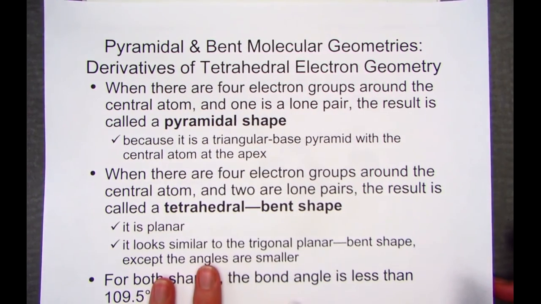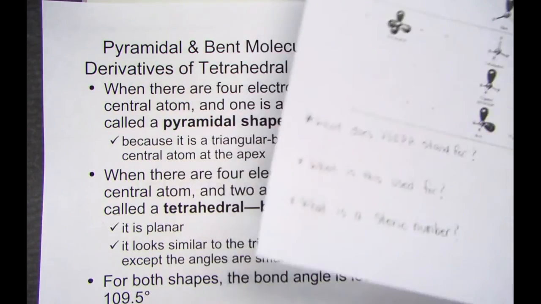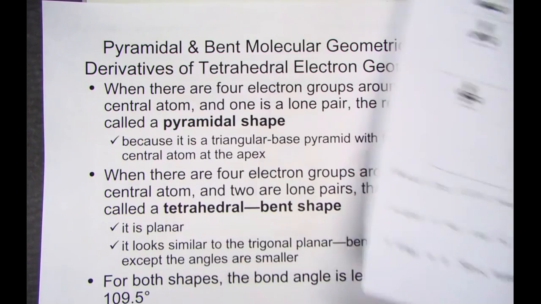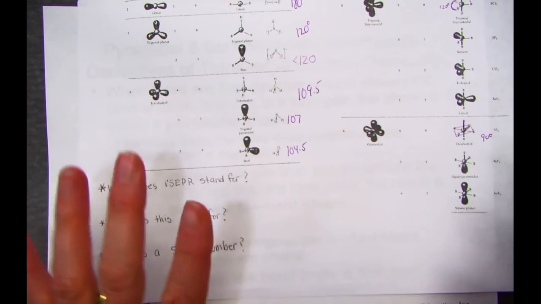Pyramidal and bent molecular geometries are derivatives of the tetrahedron electron geometry. When there are four electron groups, all four are bonded, we create a pyramidal shape. We can also have a bent shape, as I'm just reading through this slide. Here's what we're looking at, going back to the VSEPR chart I gave you. When we have a tetrahedron electron geometry, go to this chart, and here's all this slide is saying.